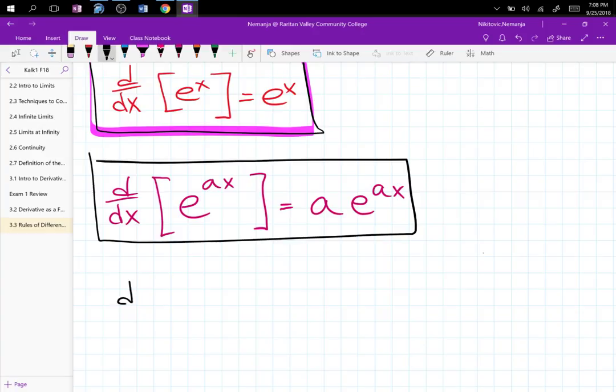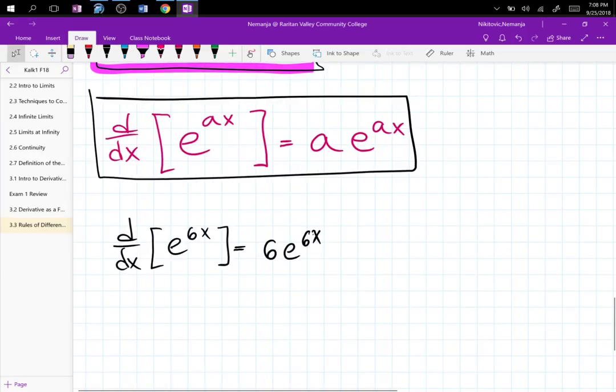So what is the derivative of e to the 6x? What is the derivative here? 6e to the 6x. Good. So now these are examples over here.